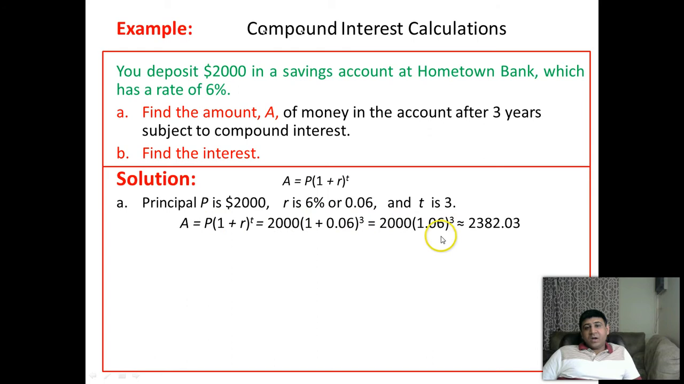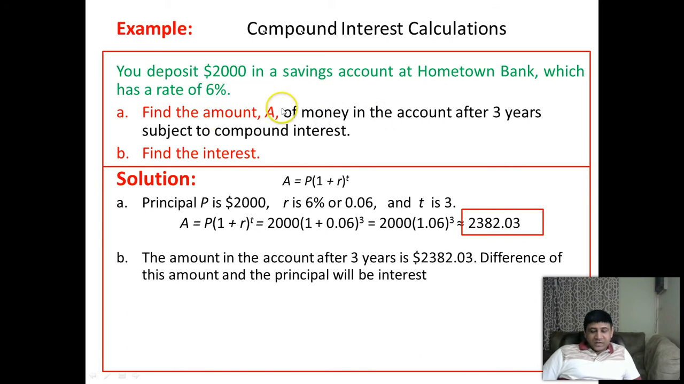First you add these two up, then you take the third power of 1.06 and multiply by 2000, and this is what you get. You get $2,382 and 3 cents. Okay, so this is your accumulated value, or the future value of the account. That's what your first part was.